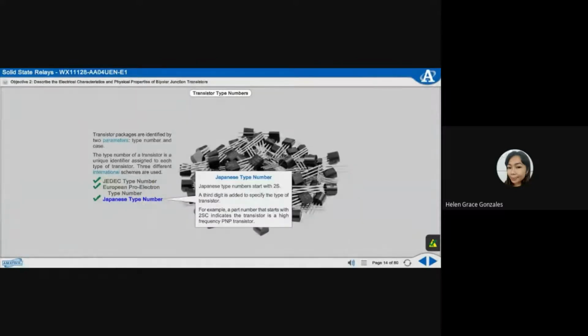Japanese type numbers start with 2S. A third letter is added to specify the type of transistor. For example, a part number that starts with 2SC indicates the transistor is a high-frequency NPN transistor.